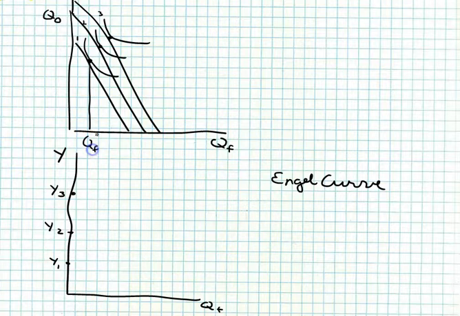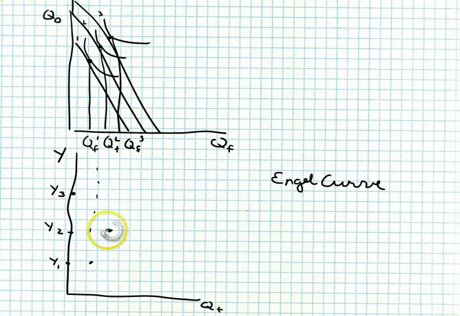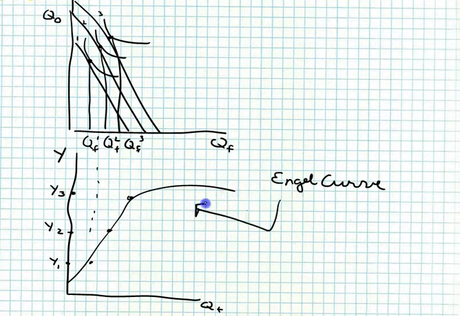I have demand for food at income 1, demand for food at income 2, and demand for food at income 3. And I can take these demands down, following down, finding a point at income 1, the point at income 2, and the point at income 3. Connect those lines and get an Engel curve.